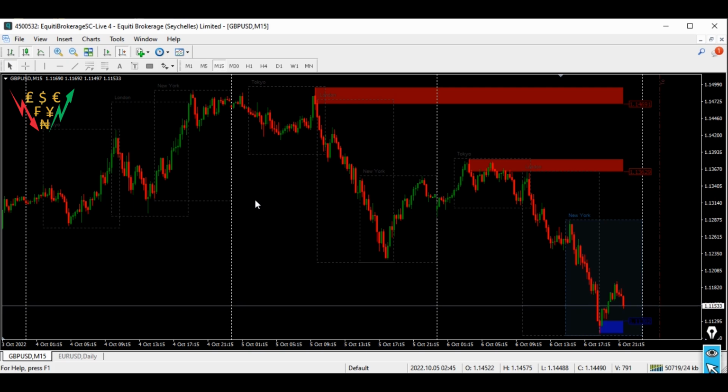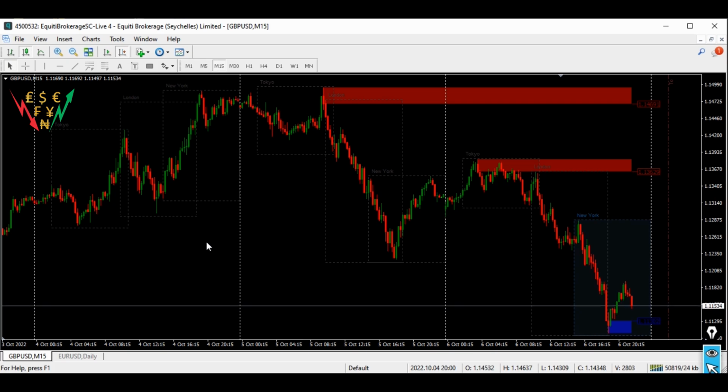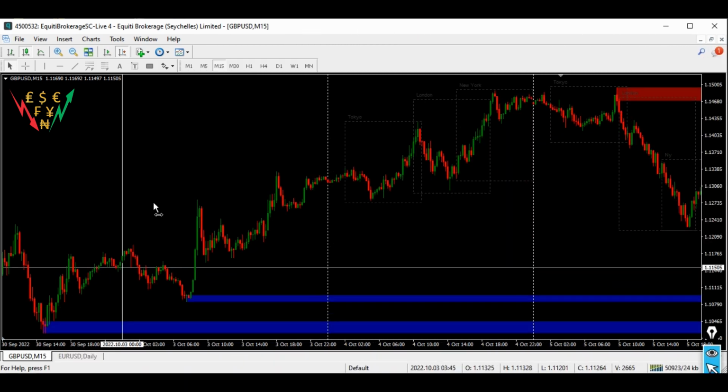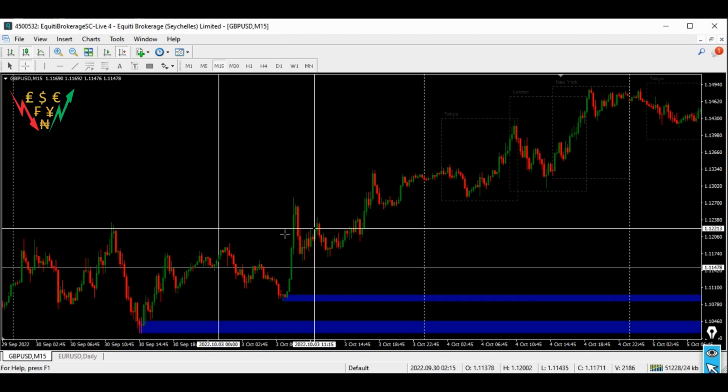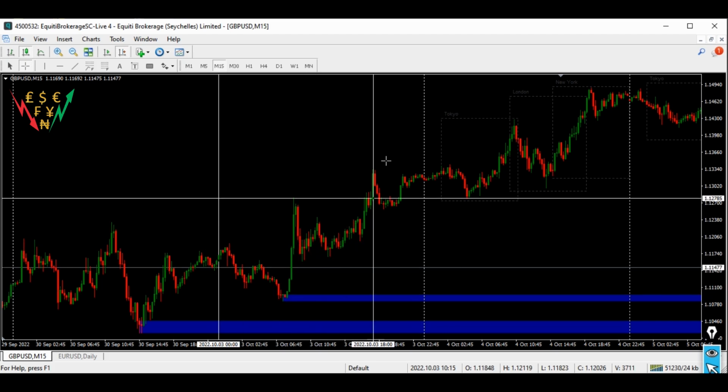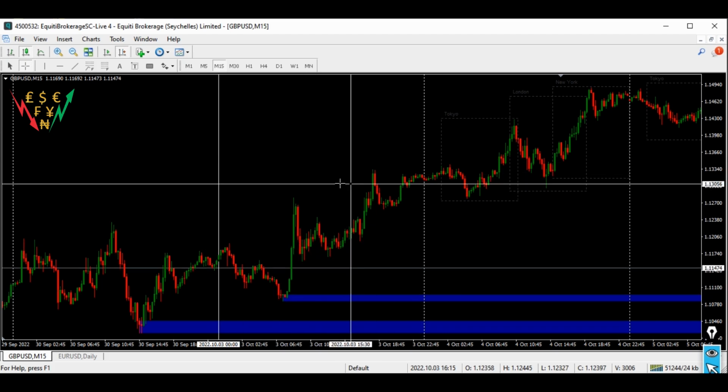Now we're trading the pound USD, and for pound USD, we want to be trading when the market is mostly active. That means we're targeting the London session and the New York session. Looking at the charts here, you can see that. So we want to test how we came by these particular moves. That's what we want to achieve here.